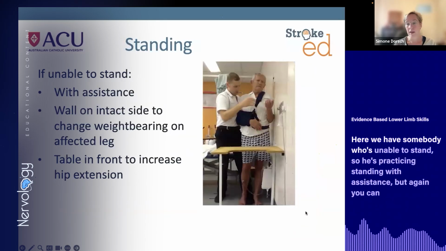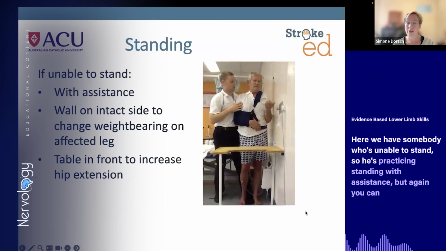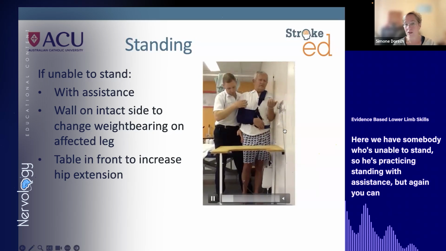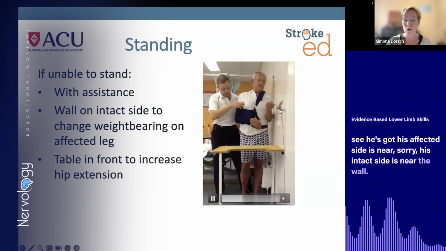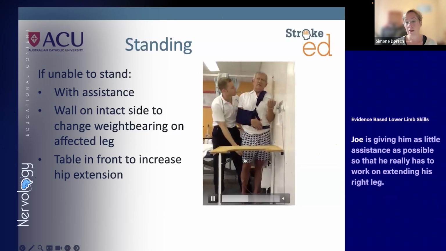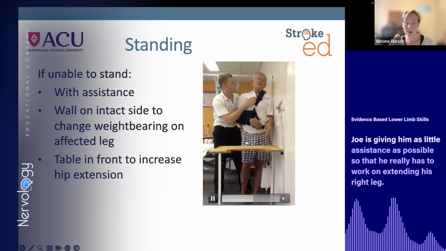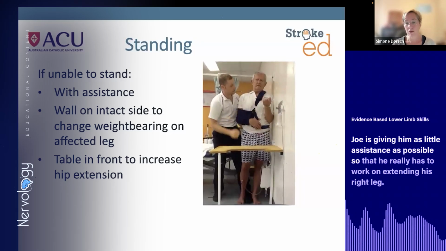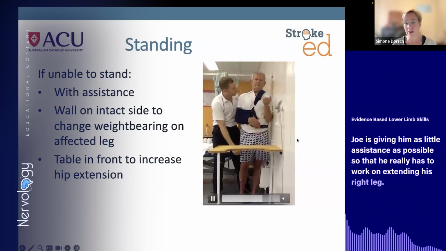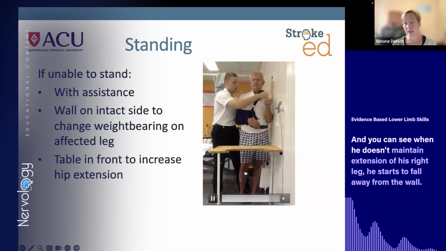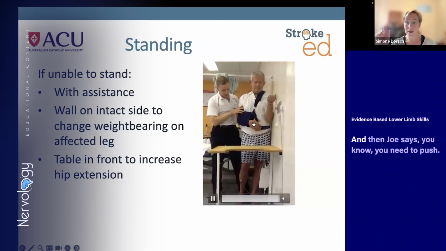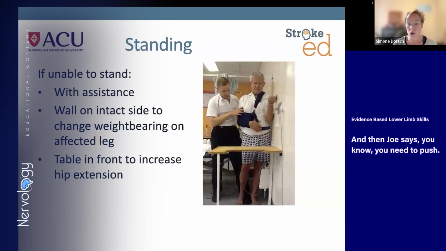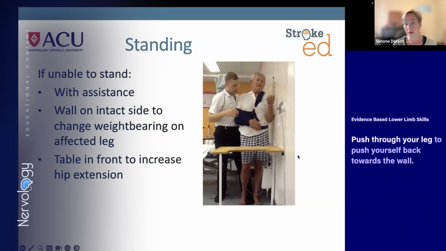Here we have somebody who's unable to stand. So he's practicing standing with assistance, but again, you can see he's got his intact side near the wall. Joe is giving him as little assistance as possible so that he really has to work on extending his right leg. And you can see when he doesn't maintain extension of his right leg, he starts to fall away from the wall. And then Joe says, you need to push through your leg to push yourself back towards the wall.